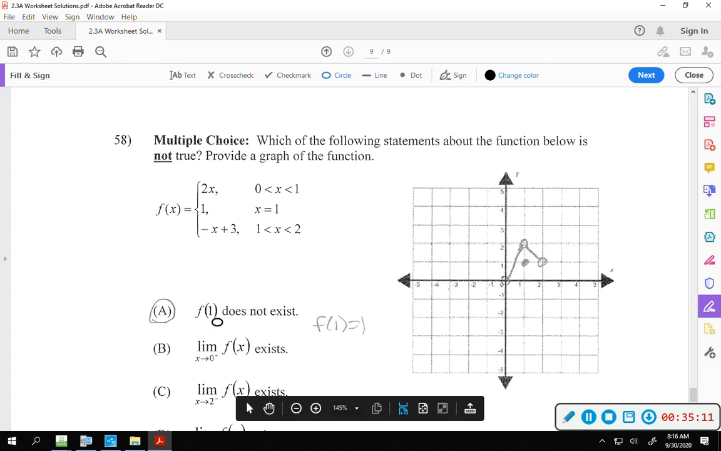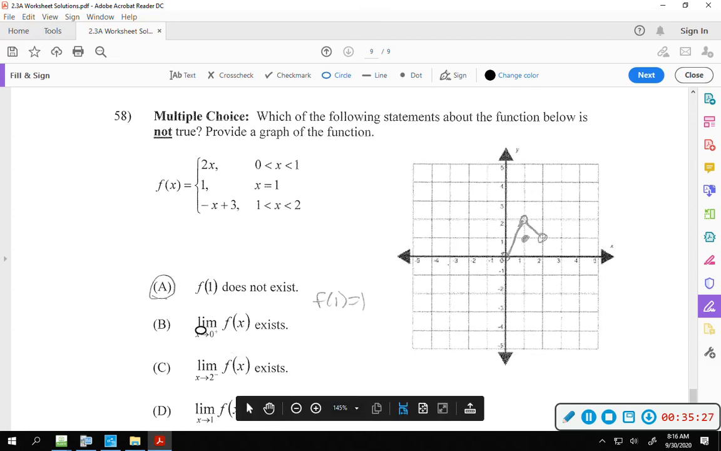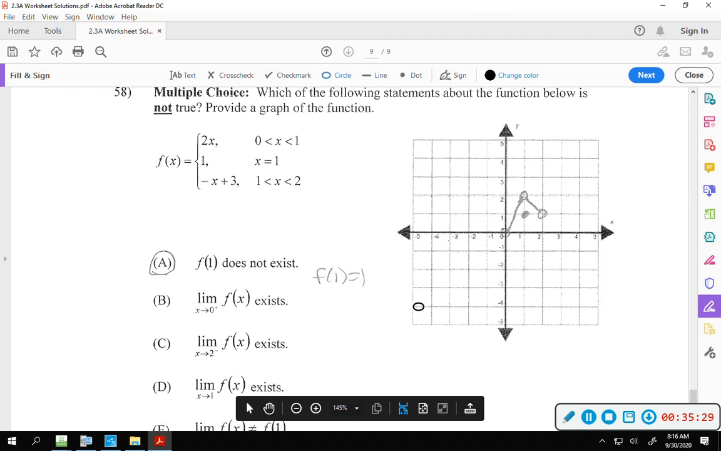F at 1 does not exist. Okay? And we're looking for which one is not true. This is not true. F at 1 exists. It's right there. It just doesn't equal the value of the limit. Let's check the rest of them out just to make sure. The limit as x approaches 0 from the right exists. Yeah, it exists. It's 0. The limit as x approaches 2 from the left exists. Yep, it's 1.